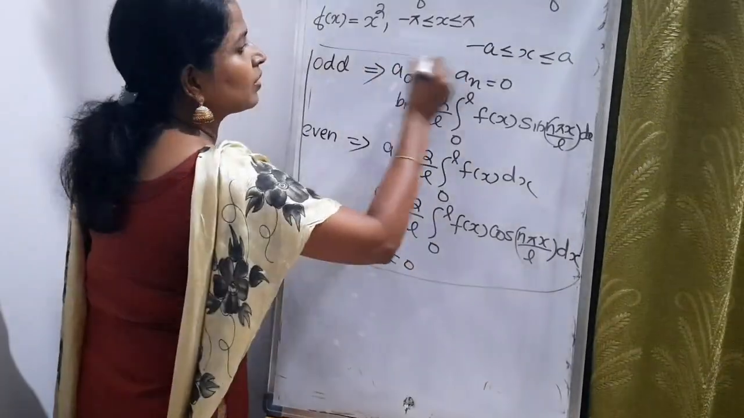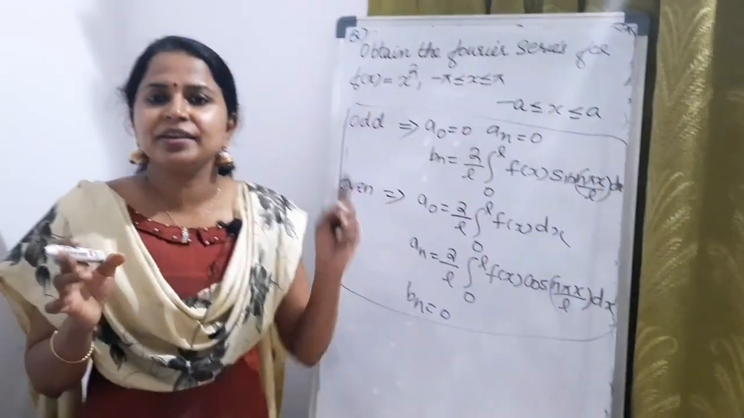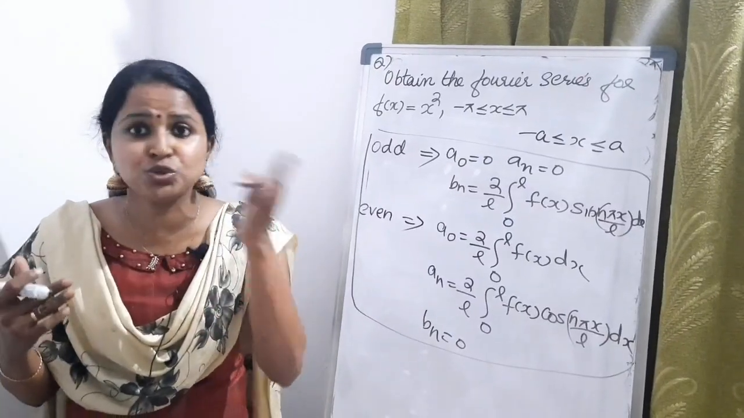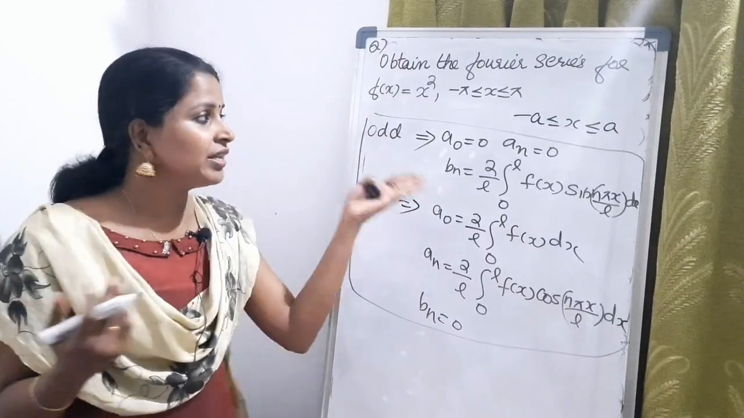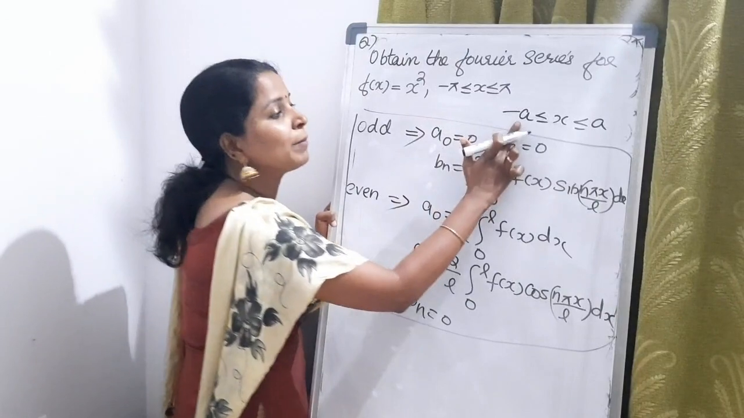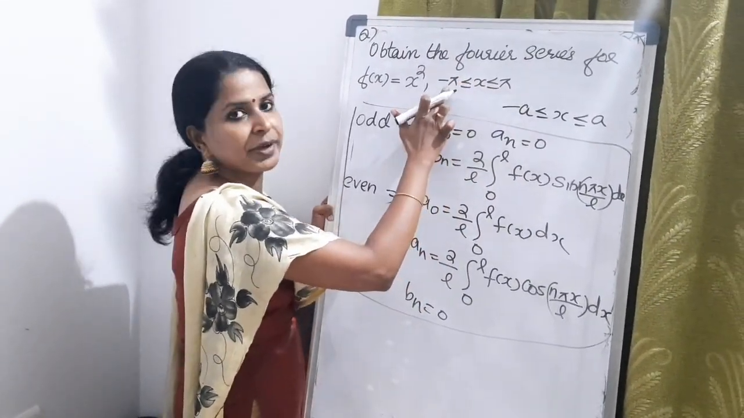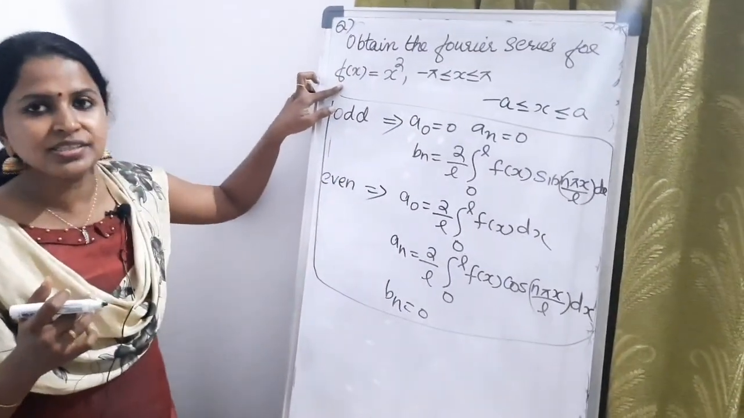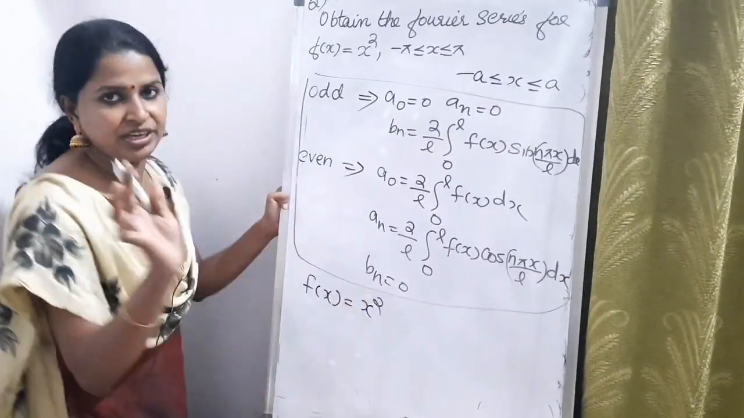Then here the limit is of the form minus pi to plus pi, that is minus a to plus a. For example, minus 2 to plus 2, minus 1 to plus 1, minus 3 to plus 3, minus 8 to plus 8, minus pi to plus pi. That is, the limit is of the form minus to plus the same number, here minus pi, here plus pi. So we can check whether the function is odd or even. That is, we can check whether f of x equal to x square is odd or even.